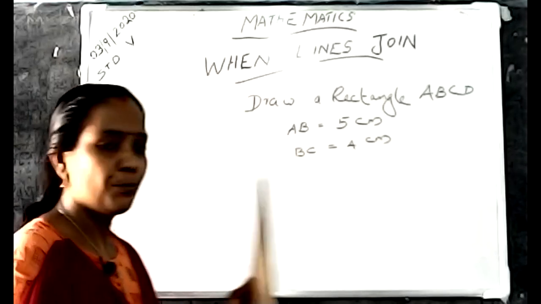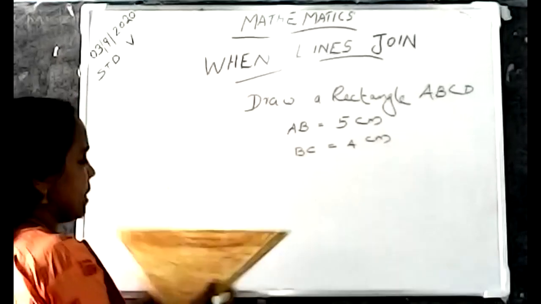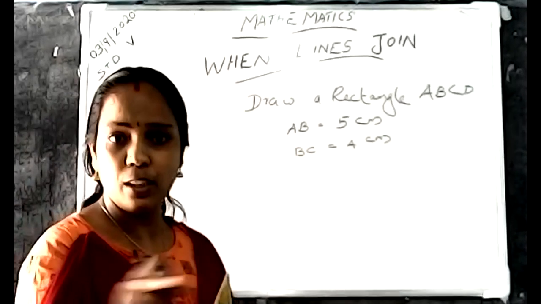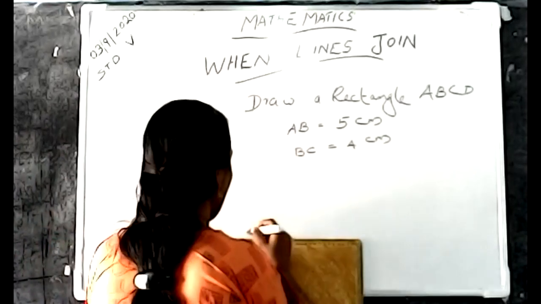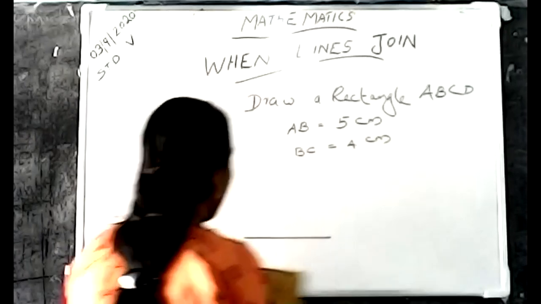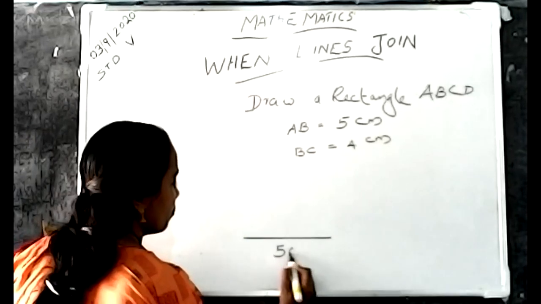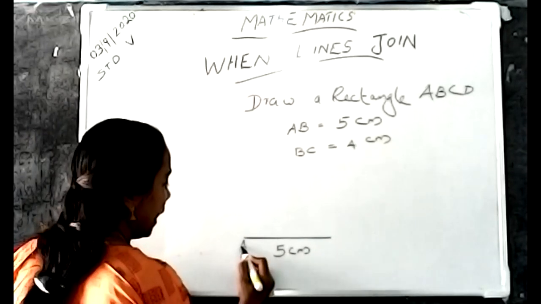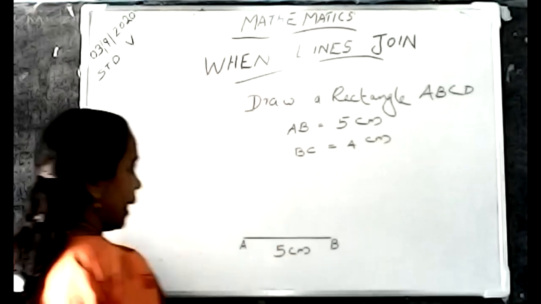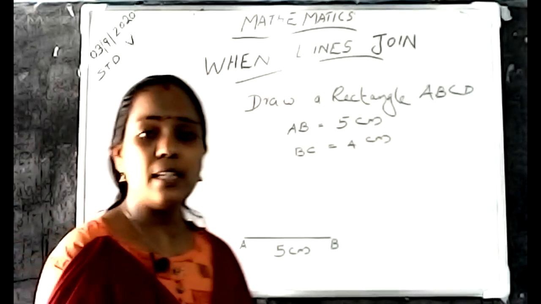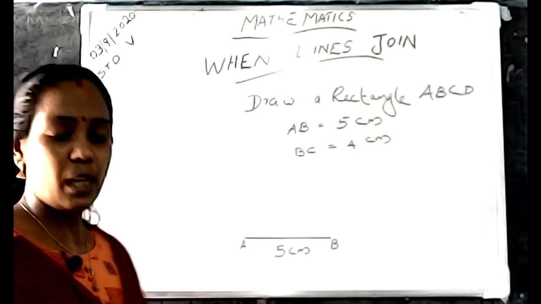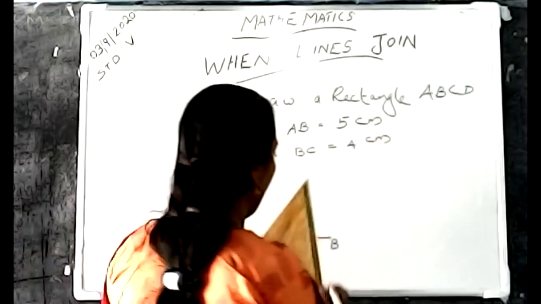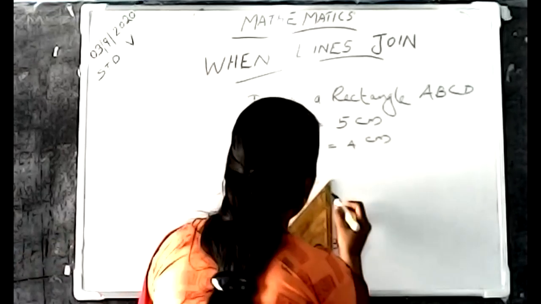How can we draw? You take your set square. Which side has the measures? Your set square has measures also. Firstly, I draw 5 centimeter. What is the name? A, B. Okay, AB. Next one. What is the next measure? BC. BC is 4 centimeter. How many centimeter? 4 centimeter.